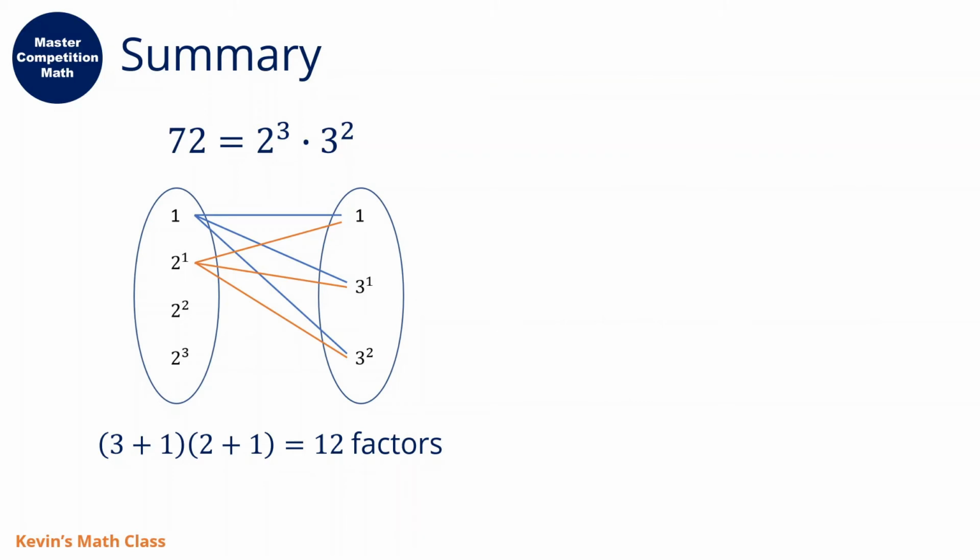So in summary, we can see here 72 is 2 to the power of 3 times 3 to the power of 2. For the 2 power, we have 1, 2, 3, 4 options. That is 3 plus 1. And for the 3 power, we have 1, 2, 3 options, 2 plus 1. And then starting from any number, we can draw a tree like this. And then 4 times 3 will be the answer.